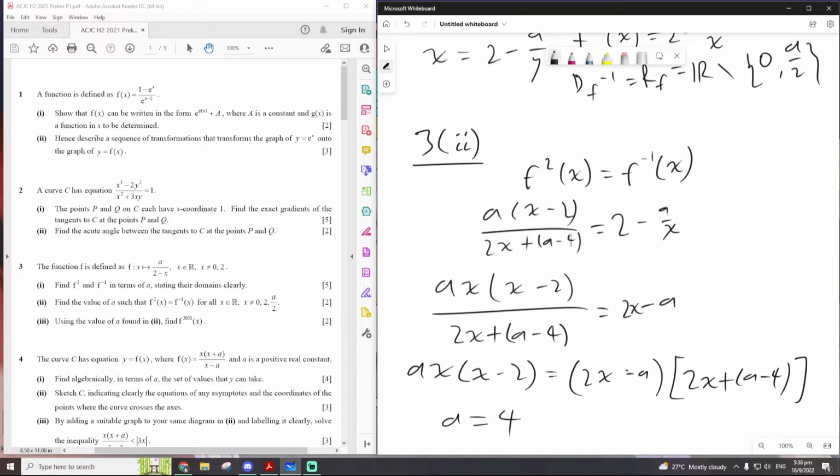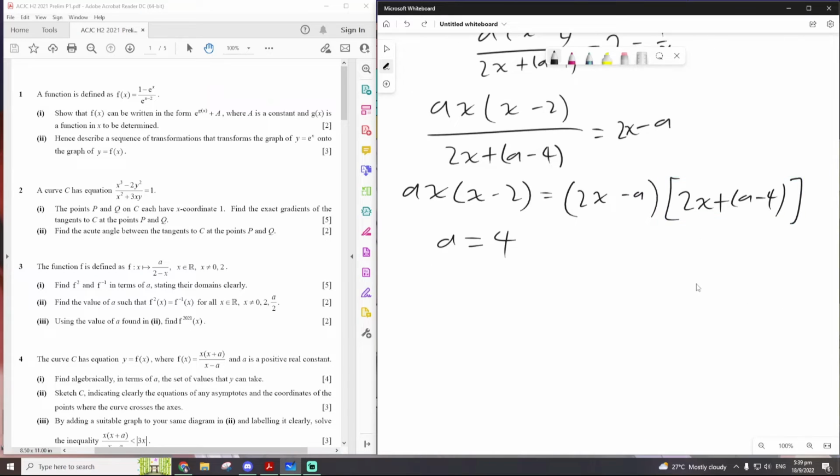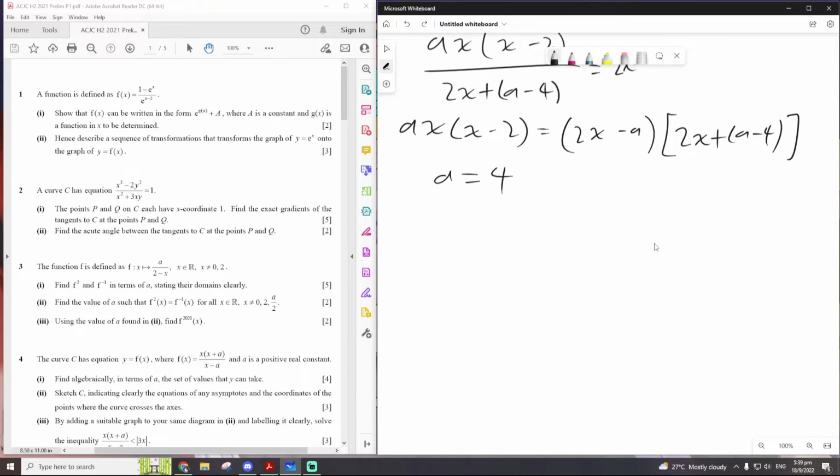And we can try and verify this. If we do that, 4 times negative 2 is negative 8. On the right hand side, we'll have 4 times, this will become nothing, so you just get 2x minus 4 multiplied by 2x itself. So yes, you will get the same thing on both sides if a equals 4. Okay, of course you can expand it out and show that that will really be the case.